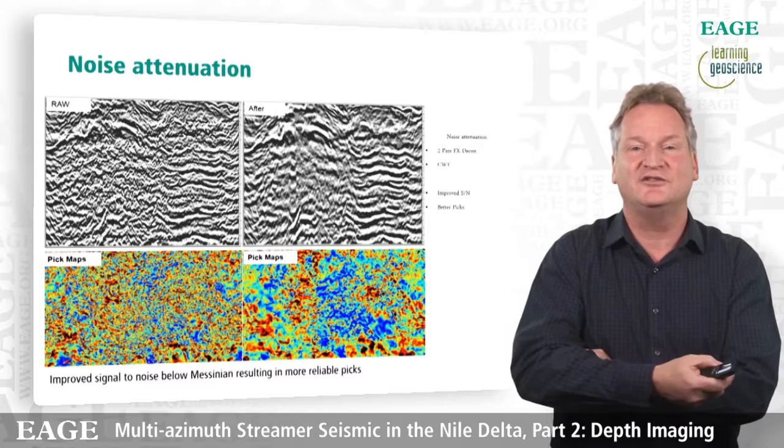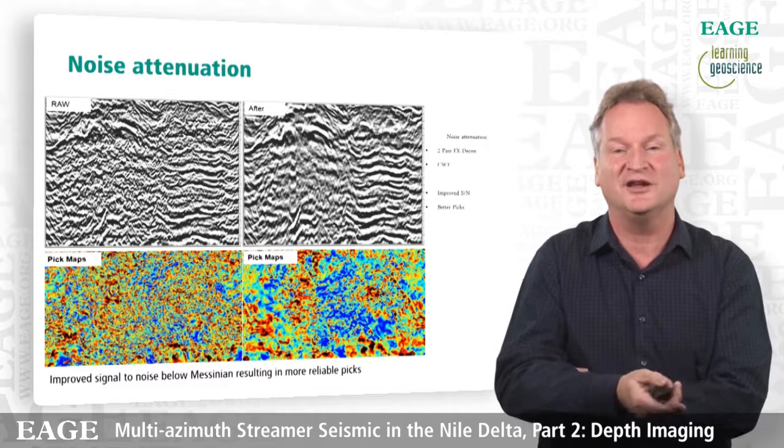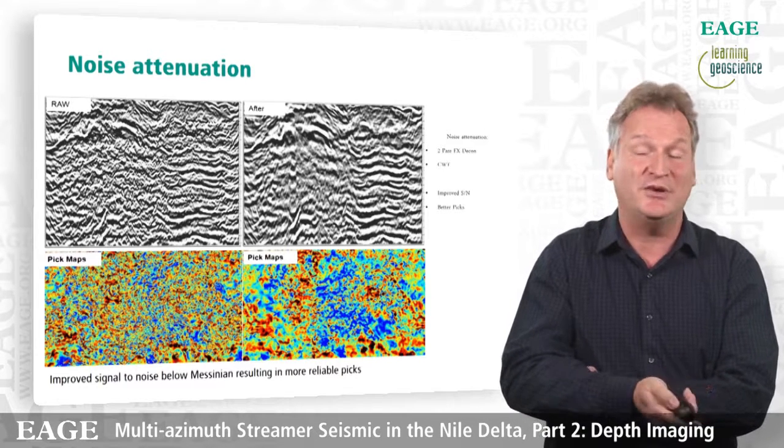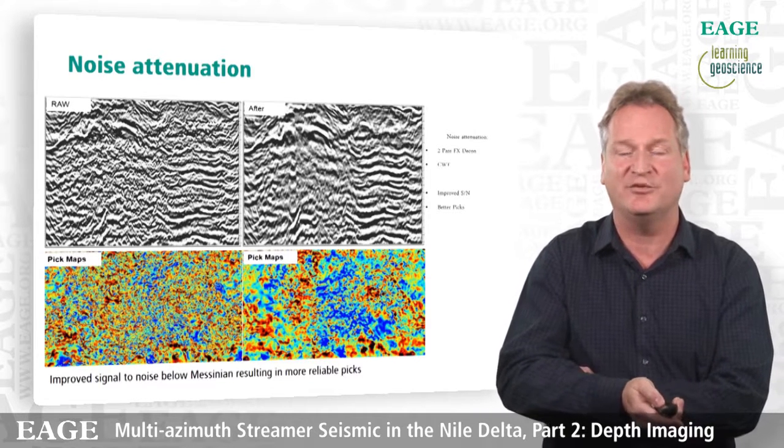So this is what the noise attenuation is buying us. On the right-hand side you can see some of the things that we did there, FX decon, and also complex wavelet transform to knock out some of the noise. And you can see, going from the raw image on the left-hand side to the noise-attenuated image on the right-hand side, that we've cleaned up the data quite considerably. The quality of the picks, as you can see at the bottom, is still not fantastic on the right-hand side, but they are a lot better than on the left-hand side. And because they are a lot better, our update of the model should result in a better model as well. So the improved signal-to-noise ratio below the Messinian is resulting in more reliable picks.